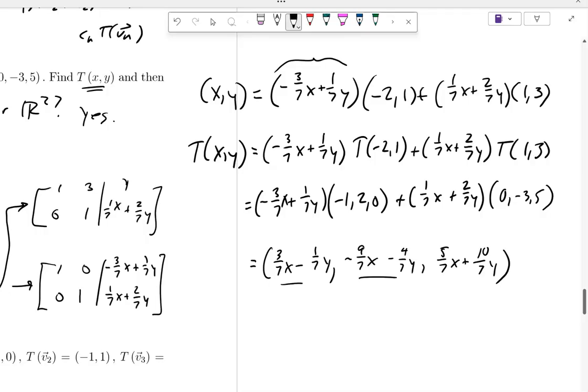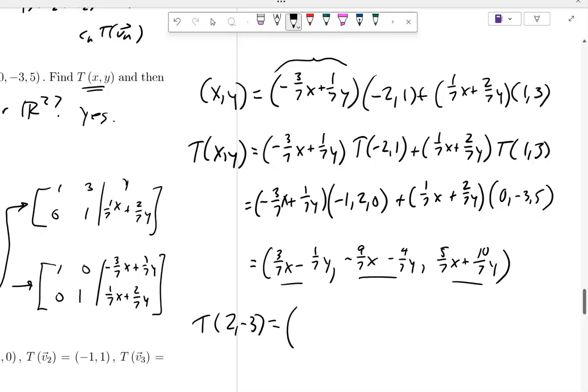I have 1, 2, 3 components. I did do the 5. 5 times 1/7 is 5/7. 5 times 2/7 is 10/7. Okay. The problem asks you for T of what? 2, negative 3. So now we just need to plug those in.